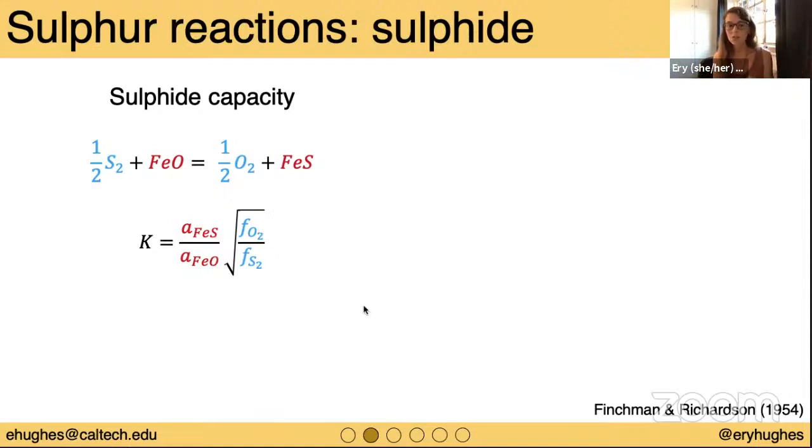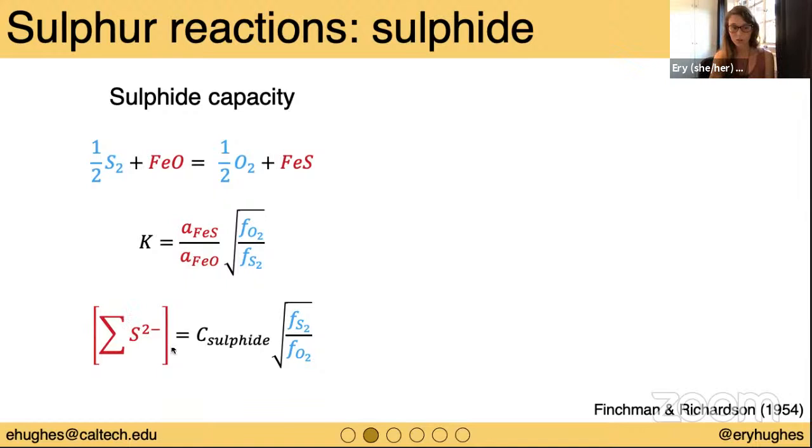We could write similar equations for all the different silicate melt constituents, so I could write one for calcium and sodium. Then if I wanted to know the total amount of sulfur dissolved in the melt as sulfide, I would just add up all the contributions from the different dissolved sulfide species, and that would be described by this equation. Here the total sulfur content of the melt dissolved as sulfide, S2-, is the sulfide capacity times the square root of the sulfur fugacity divided by the oxygen fugacity. This sulfide capacity is basically the equilibrium constant for each of those constituent parts times the amount of that oxide in the silicate melt.